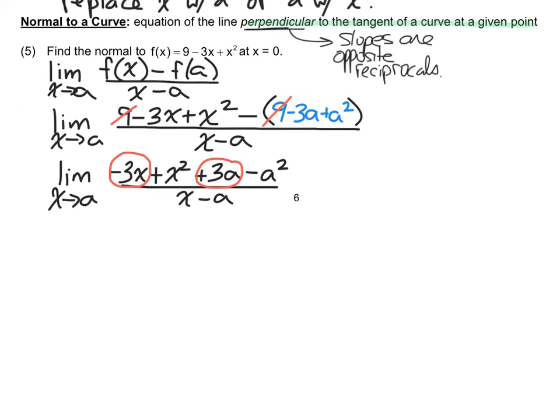These two make sense to go together, because if I pull out a -3, I'll have the x minus a. And at this point, it's really just a matter of, I don't like to overuse the word perseverance, but that's really what it is.